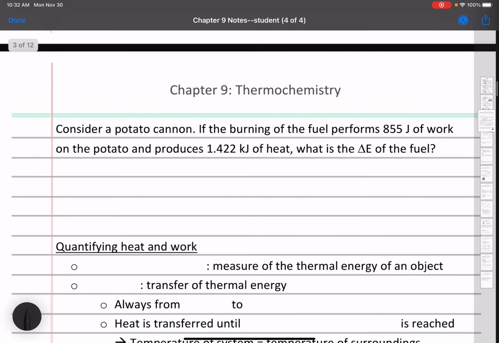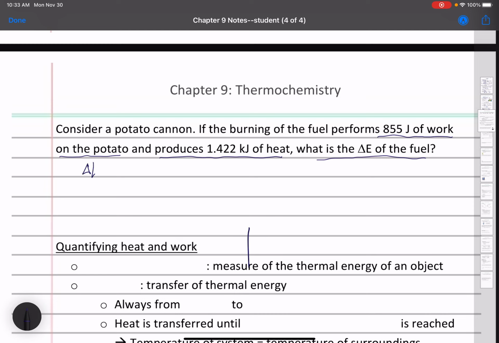All right, let's do a sample problem here. So we've got a potato cannon. It's basically like a cannon. You have fuel in one end and you ignite it, and it explodes and it propels the potato out of the cannon. So if burning of the fuel performs 855 joules of work on the potato and it produces 1.422 kilojoules of heat, then what is the change in energy of the fuel?